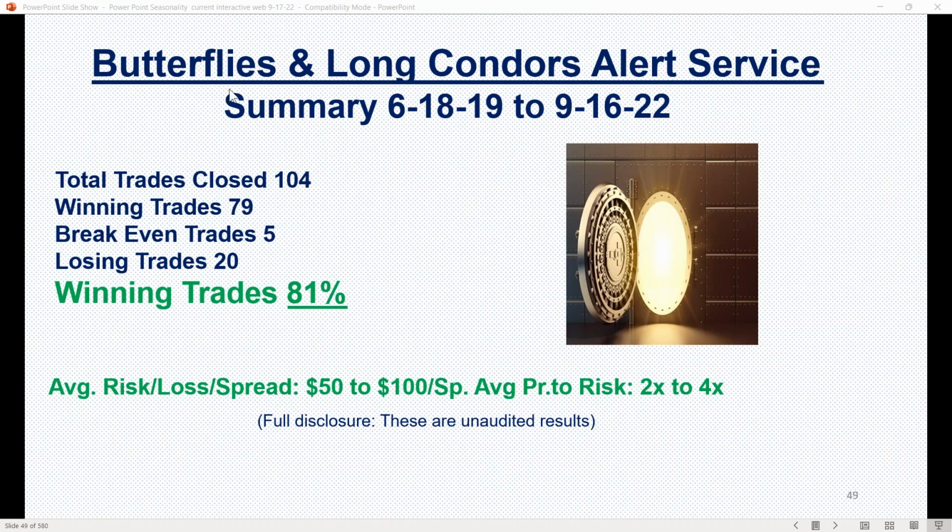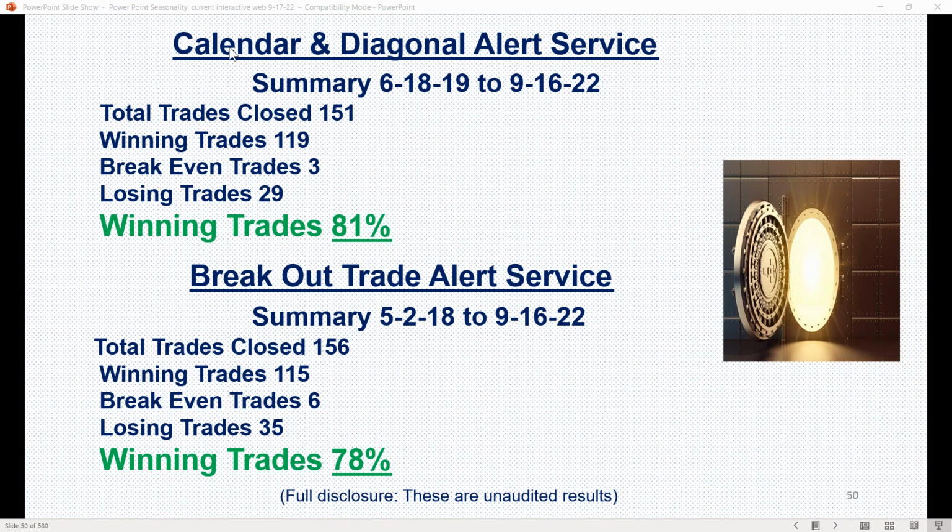Now here's a breakdown. These are the butterfly and long condors. Since I started this back in June of 2019, to Friday's date, we've had 104 closed, 79 winners, 5 break even, 20 losers. Again, 81% winning rate there, again unaudited. Now here's calendar and diagonal spreads, which I also started back in June of 2019. We've had 151 trades closed out, 119 winners, 3 break even, 29 losers, 81%.